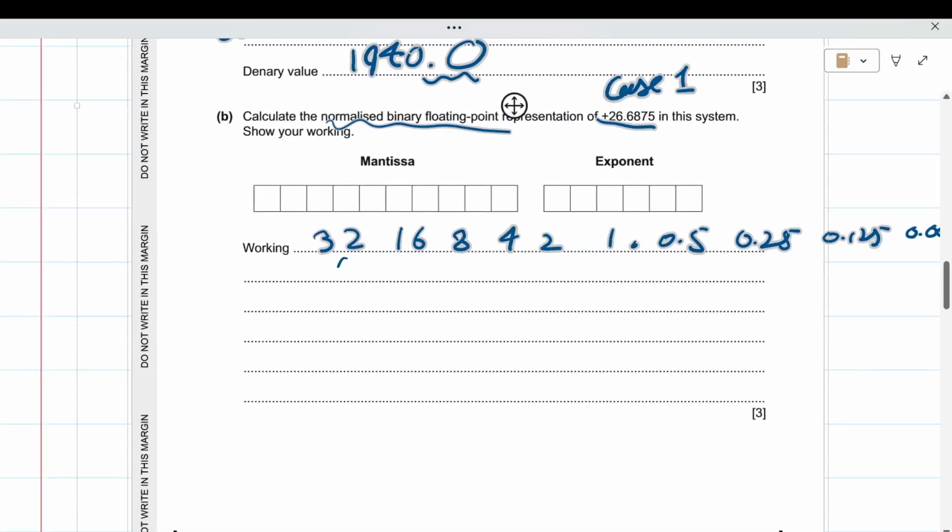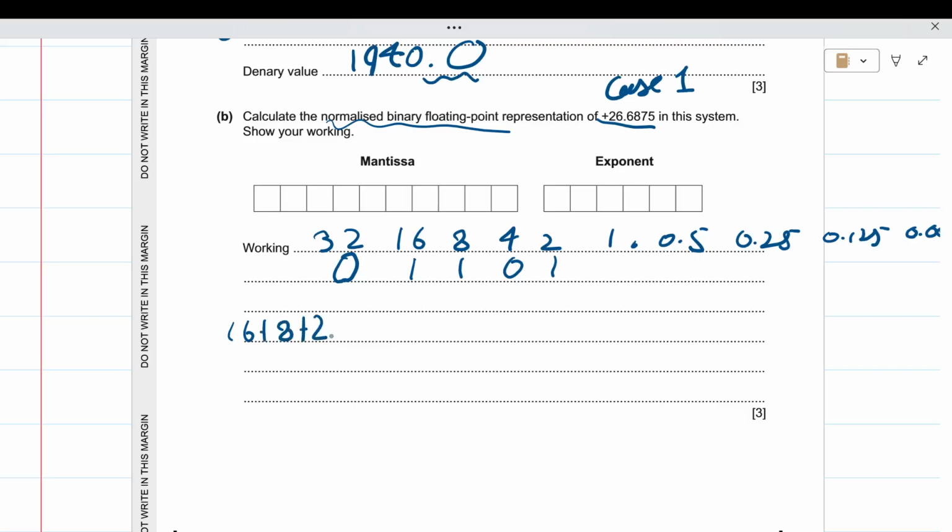So we know 32 is greater than 26. So obviously that is not going to be the case. But 16 plus 8 is what? That's 24, right? And now we just need two more to make it 26. So 16 plus 8 plus 2 gives you 26. That is how you get it, right?